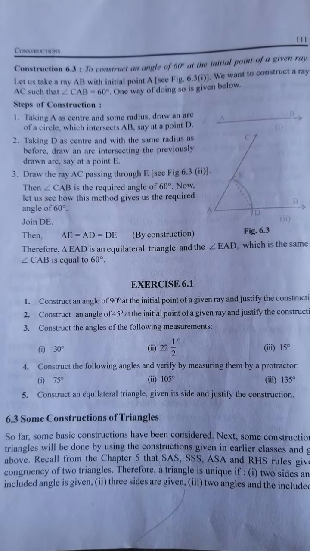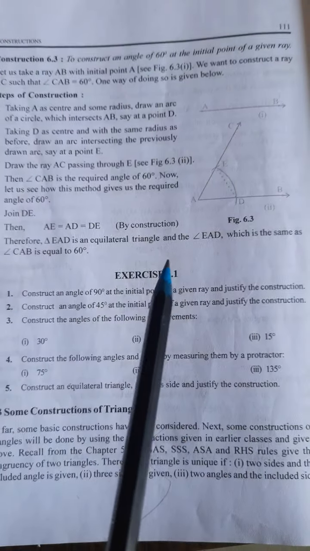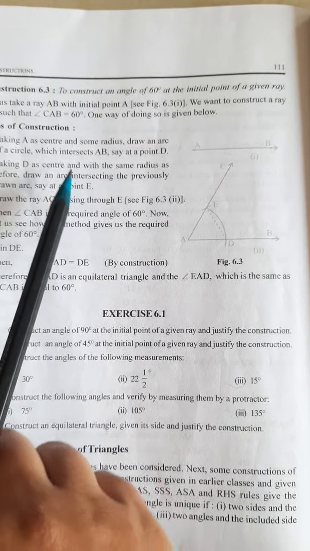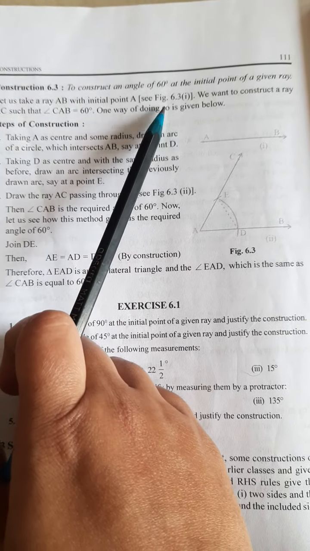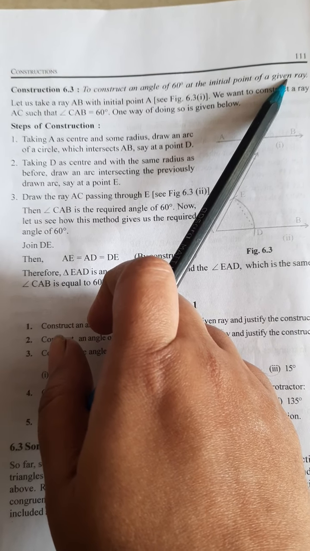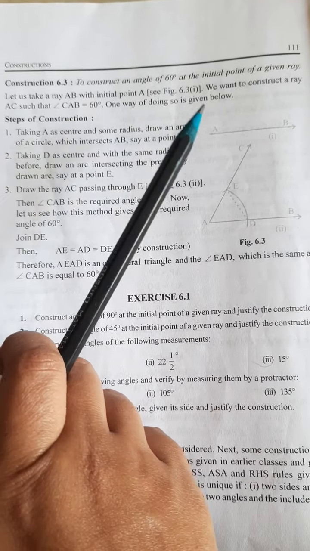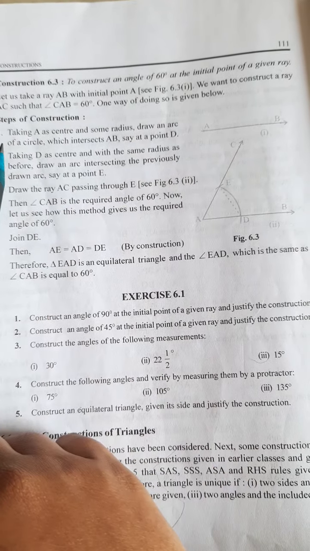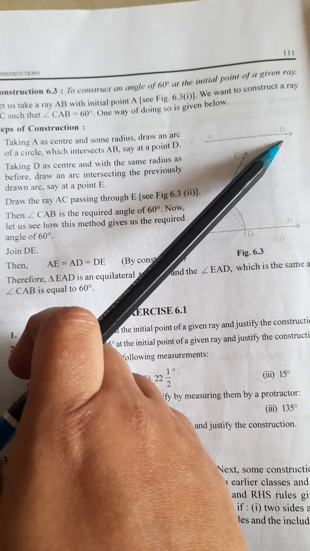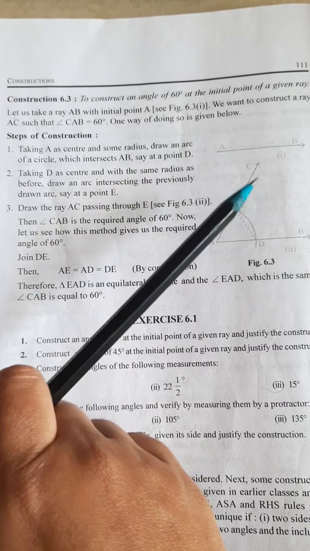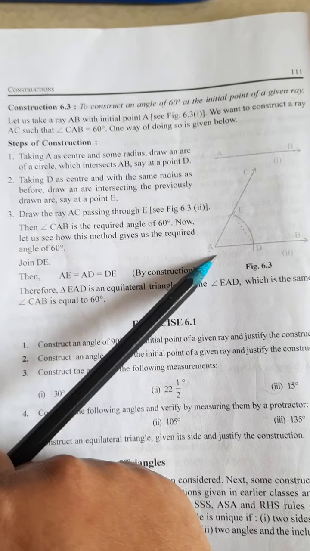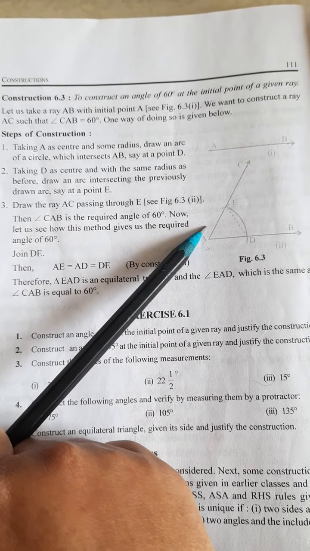Next, children, before starting with exercise 6.1, we shall just go through this exemplar problem given here. The question is to construct an angle of 60 degrees at the initial point of a given ray. Here AB is the ray given, or it's the line segment. Since one arrow mark is there, they call it a ray. So here, we are not marking this 60 degrees with the help of a protractor. Instead, you are going to construct 60 degrees.